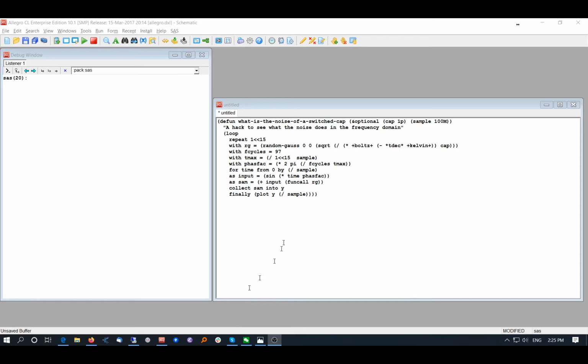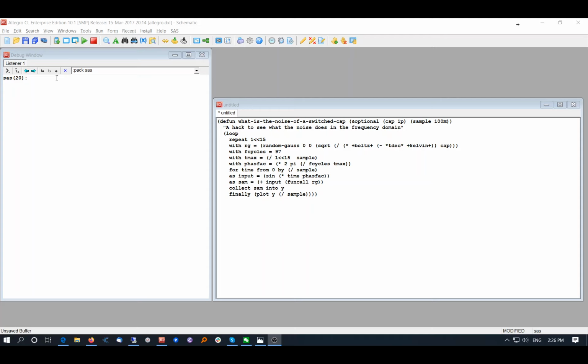Team, I'm just going to use the LISP environment to explore the noise that a switched capacitor makes. Whenever we ask this question, we begin with the well-known assumption that the noise of a capacitor is kT upon C. And I have a rule of thumb in my head, which is that a 1 picofarad capacitor makes 64 microvolts of noise every time it takes a sample.